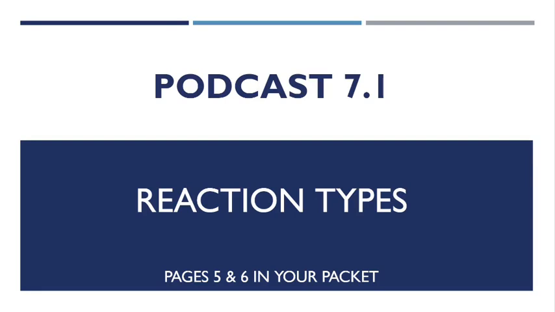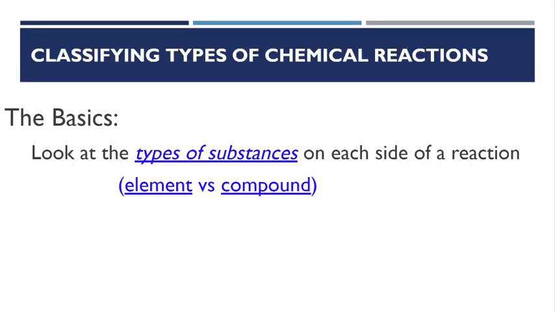We will come back to pages 2, 3, and 4 in class next time, but we are going to add in these reaction types in addition to the balancing. So page 5 is where we're going to start. And the first thing I want to talk to you about is actually not written on page 5, but all of these chemical reaction types are going to come back to looking at the types of substances that are on either side of the arrow in a chemical reaction.